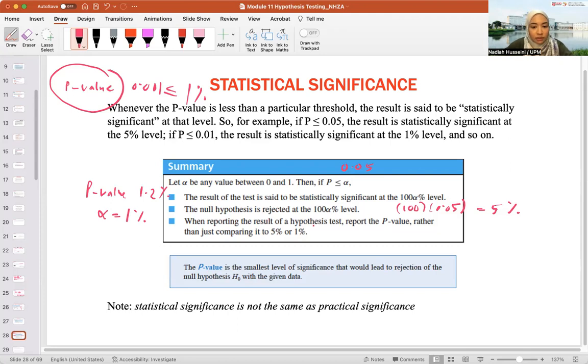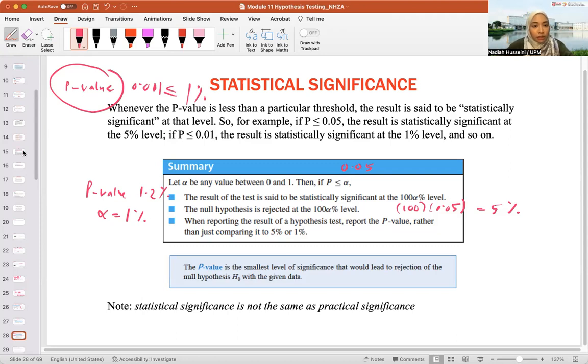So when reporting the result of a hypothesis test, report the p-value rather than just comparing it to 5% or 1%. So you need to have both: 1%, 5%, or whatever your threshold is, and your p-value number. Not or, and. You have to have both.